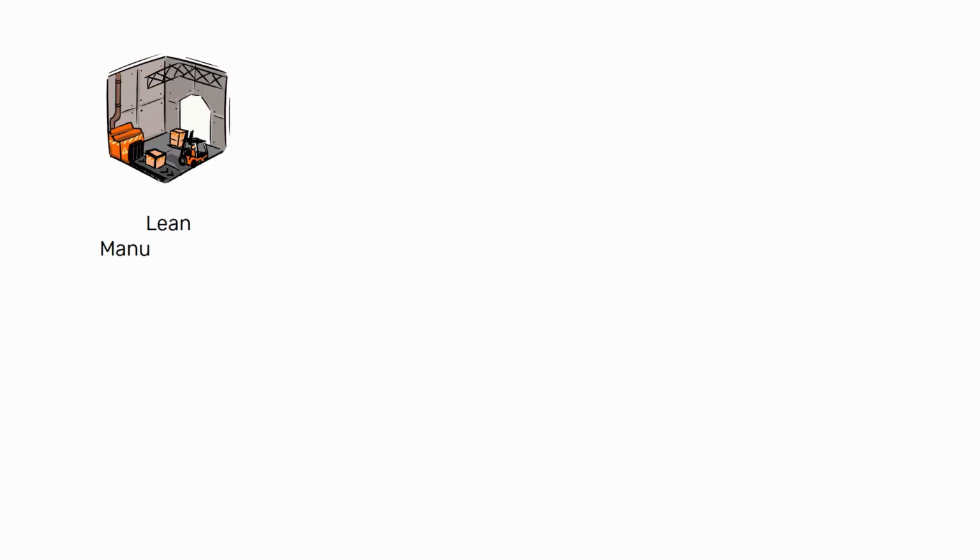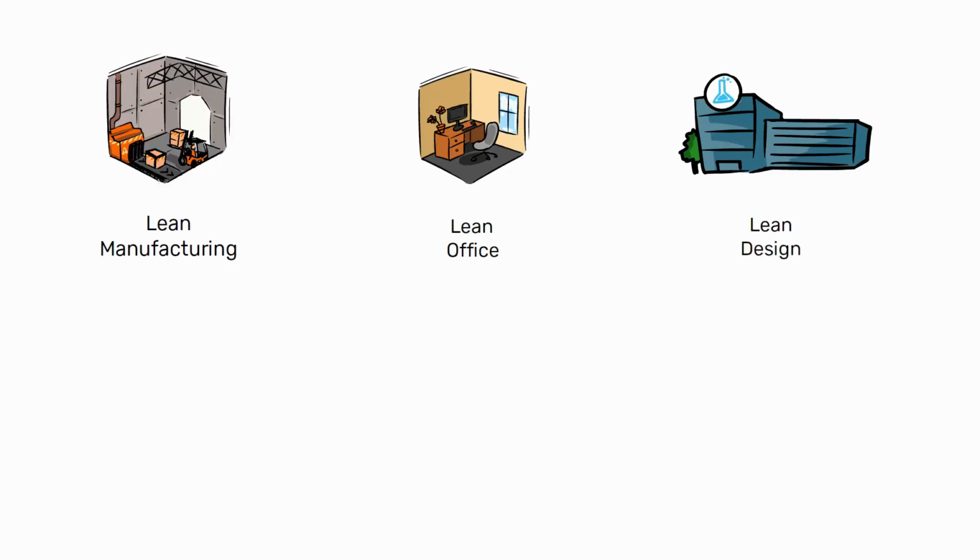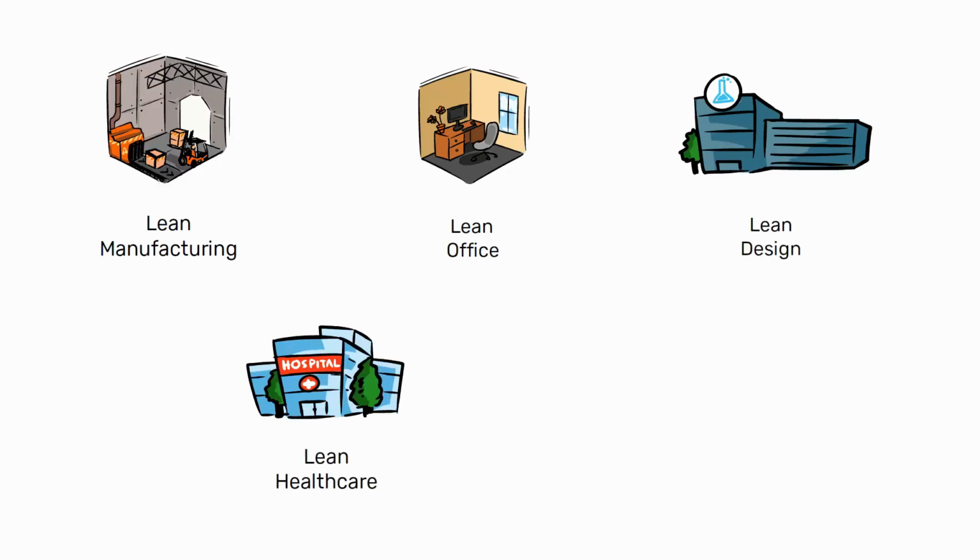Lean manufacturing or lean production is used in production processes. Lean office is used in support and service processes. Lean design is used in research and development. Lean healthcare is used in hospitals. Lean construction is used in the construction of buildings.